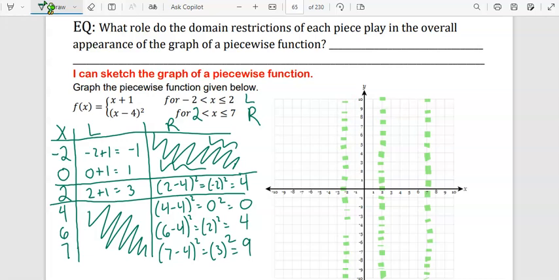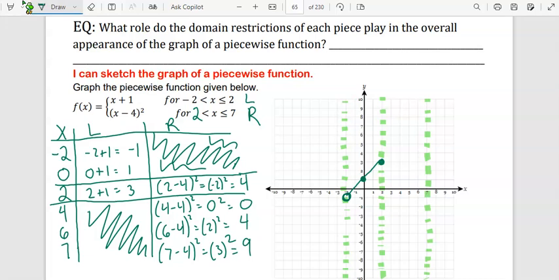Negative 2 and then negative 1. It's not included because it doesn't have a line on the inequality, so we're going to put an open hole. 0, 1. So we have a closed point, that's part of the line. And then 2 is included, is 3. This is linear, so we're just going to connect these as a straight line.